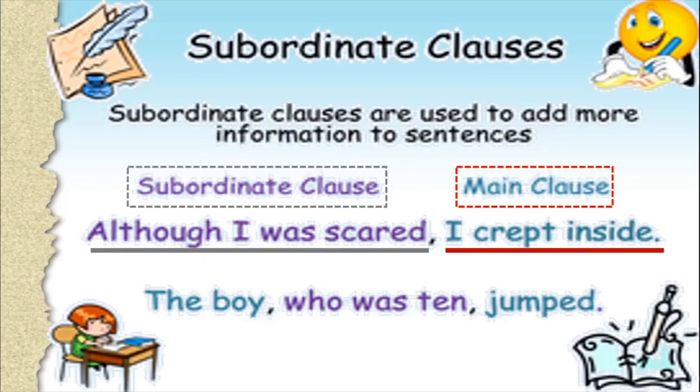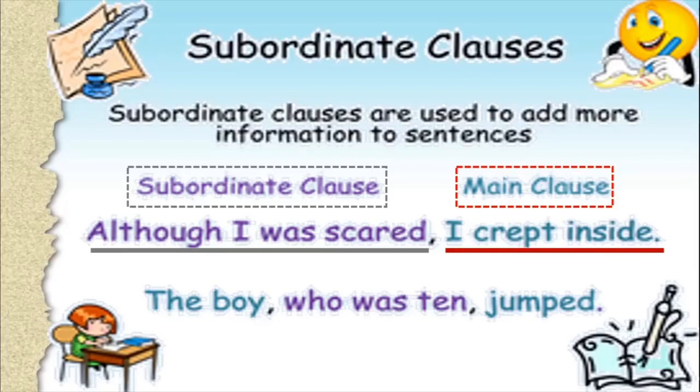So I was very scared. Scared means I was very afraid. I was very afraid, but I crept inside. So now you understand the meaning of a subordinate clause. Now just imagine if I write only the subordinate clause, although I was scared. This has got a subject and it has got a verb, but does it give you complete meaning? Although I was scared, what?